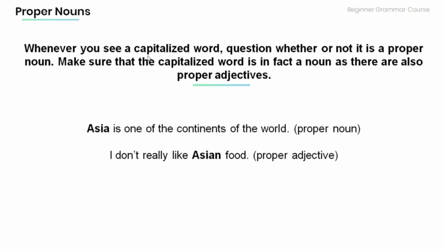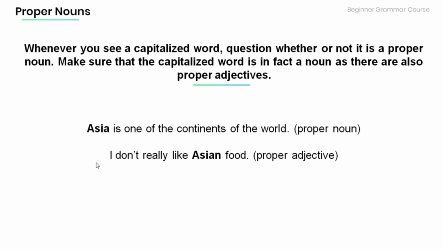Now, whenever you see a capitalized word, question whether or not it is a proper noun. Make sure that the capitalized word is in fact a noun, as there are also proper adjectives. For example, in this sentence we have: Asia is one of the continents of the world. The word Asia is the name of the continent, so it's a proper noun.